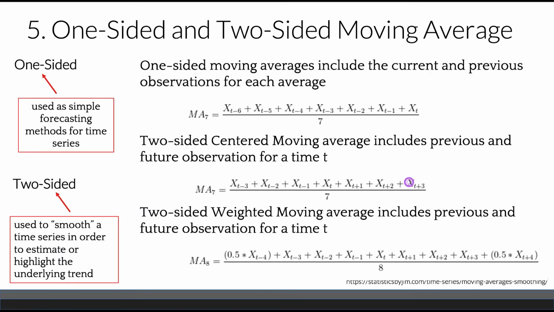Moving average can be one-sided or two-sided. A one-sided moving average will include the current and the previous observations, for instance x t minus 6, minus 5, etc., up till x t. A two-sided, centered moving average includes previous and future observations for our time t. The difference between the centered moving average and weighted moving average is just the weight coefficients. Two-sided methods are used for smoothing time series to highlight underlying trends.